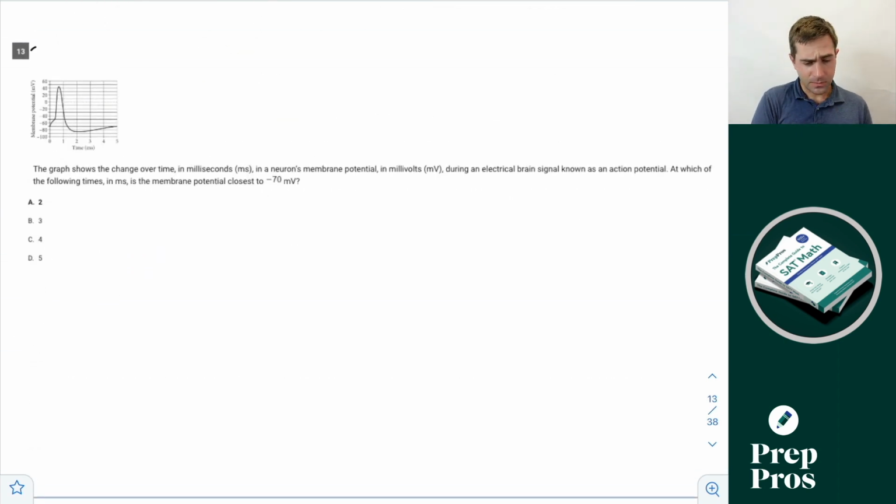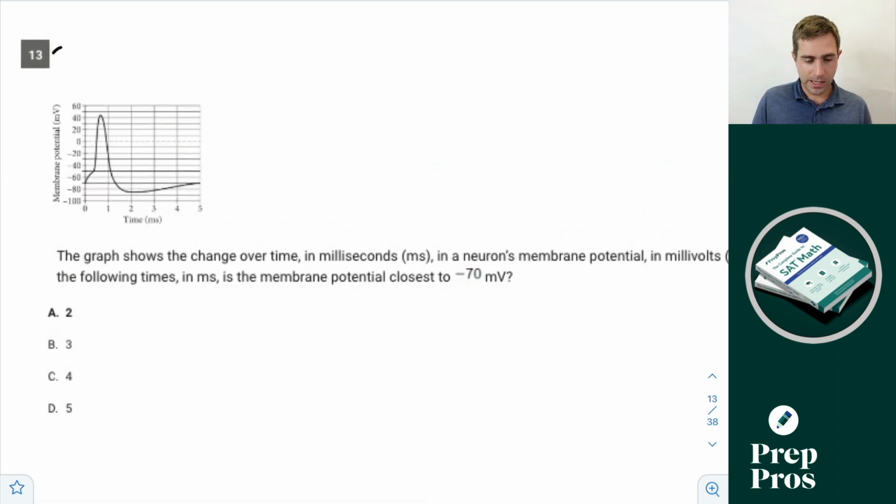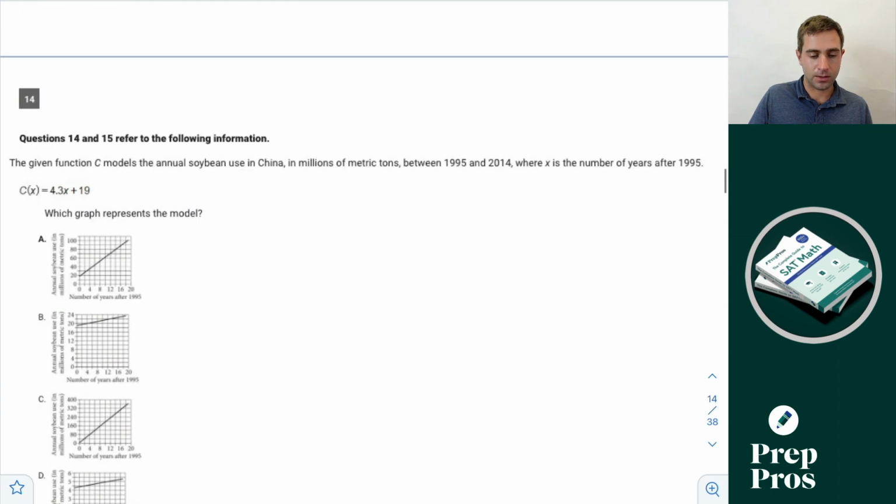The graph shows the change over time in milliseconds in a neuron's membrane potential in millivolts during an electrical brain signal known as an action potential. Which of the following times in milliseconds is the membrane potential closest to negative 70 mV? Now, I know this isn't the greatest screenshot from the test, but this is our mV, so we're just going to draw a line here and drag it over. I'm going to go back with my smaller stylus, because it should be 5. I want to put it here so it makes sense for you guys. So 5 is where we're going to intersect it. That's why D is going to be our correct answer there.